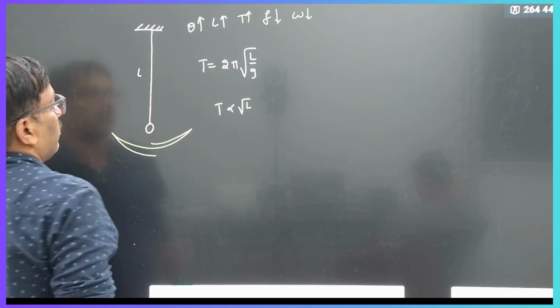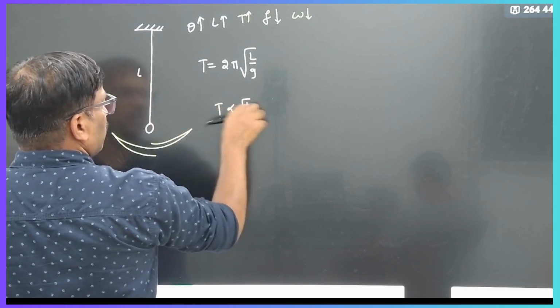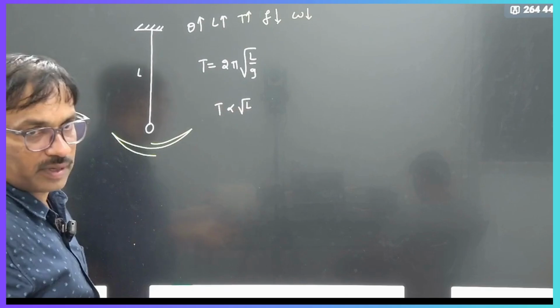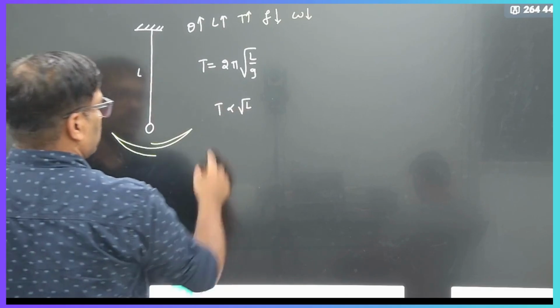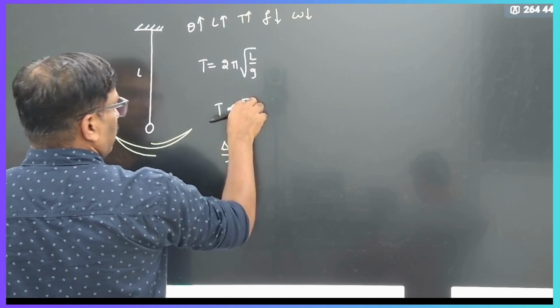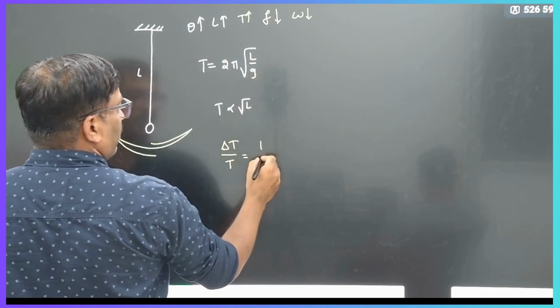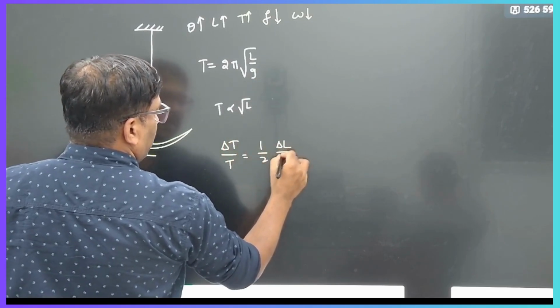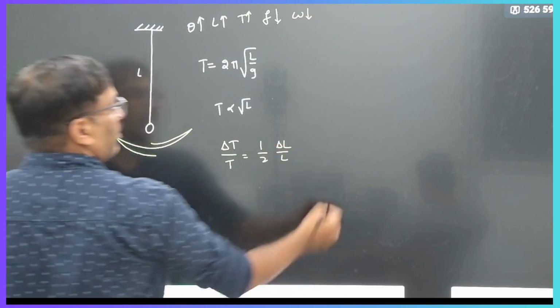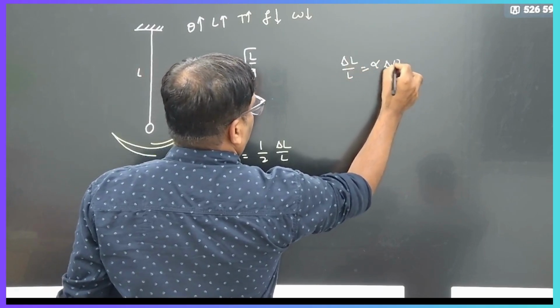Right? So we can now calculate the change in temperature. Length will not change much, a very small change. We can use the error method. So we can write delta T by T equals L to the power 1 by 2, that is root L, into delta L by L. Delta L by L we know: it is nothing but alpha into delta theta.